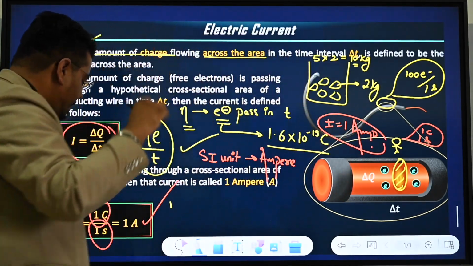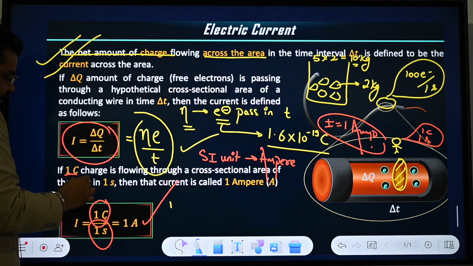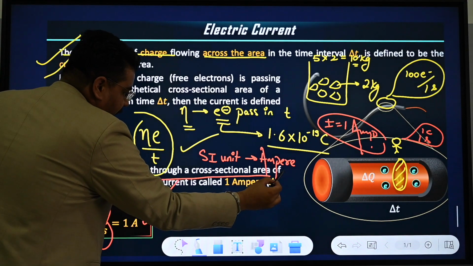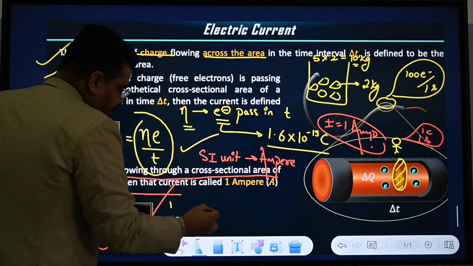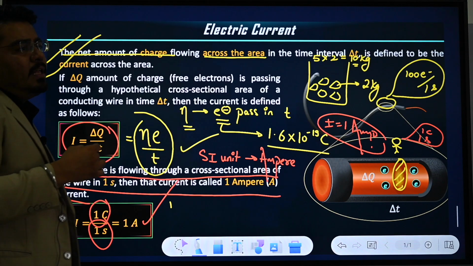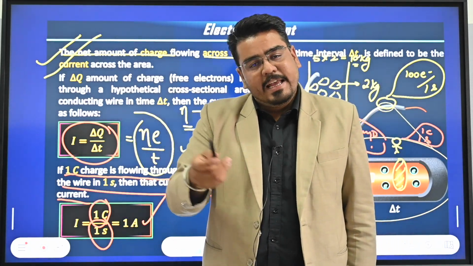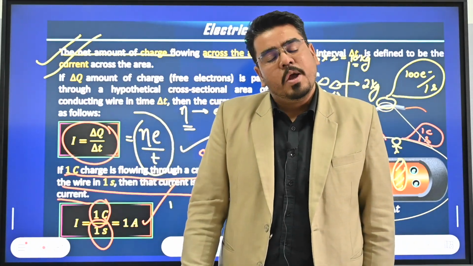So please remember, as important as the definition of electric current is, in the same way the definition of 1 ampere is also very important. Remember it as it is, and link it with the formula. That is, if I put the value of charge as 1 coulomb and time as 1 second, eventually the value of current will be 1 ampere.